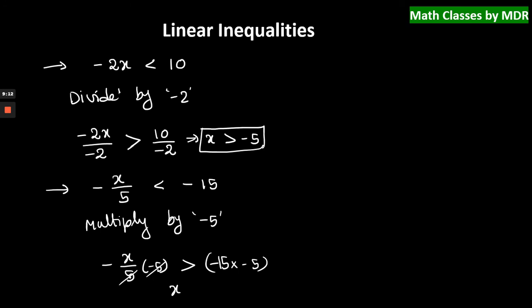Minus 5 gets cancelled here, 5. Minus into minus is plus, so x is greater than minus 15 into minus 5, that is plus 75. That is the solution for this inequality.